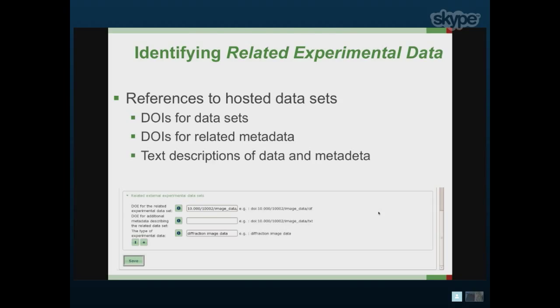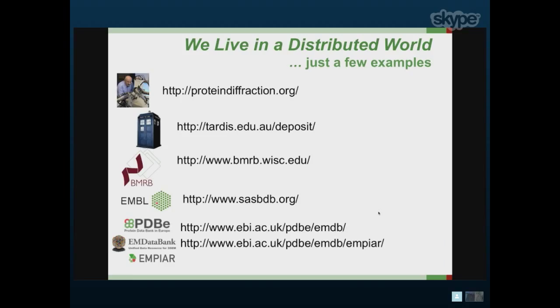This is our current strategy, and this could be used, or actually is being used now, to link data to a sample of archives here. Vladek described his new work on the protein diffraction archive. TARDIS has been around for quite a while, and then in other areas we provide linkages for NMR data, SAS data, and primary data, and processed volume data for electron microscopy.